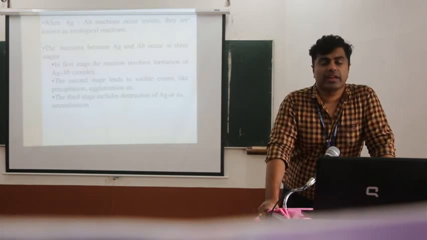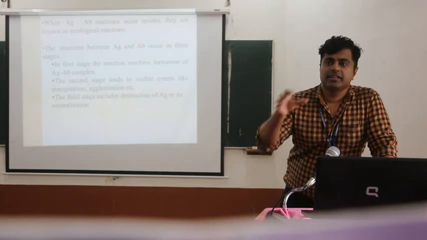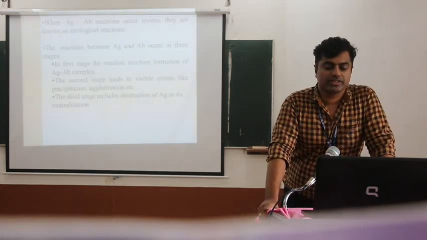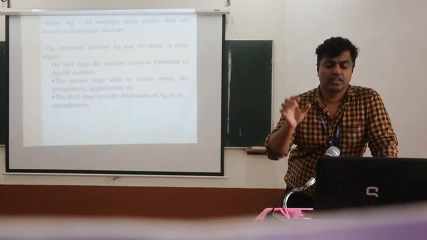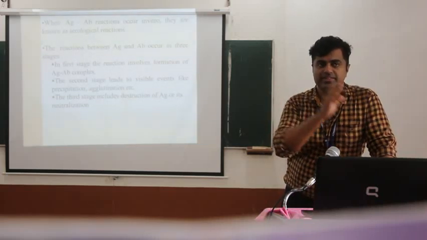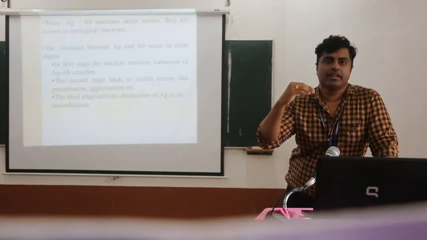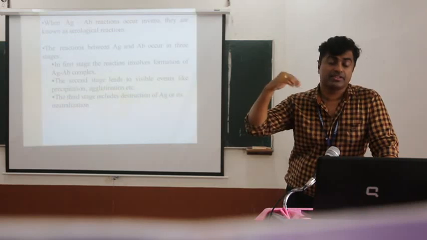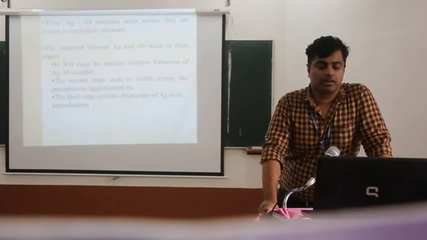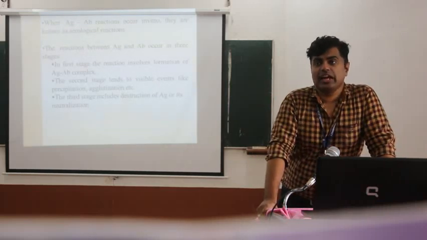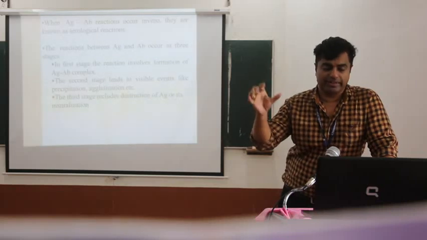In the case of in vitro reactions, this antigen-antibody reaction is known as serological reactions. And this reaction between an antigen and antibody occurs through three different stages. The first stage involves the complex formation. That is, a complex is formed when an antigen is introduced into the body and it stimulates the production of antibody. The second stage is visible events like precipitation, agglutination, etc. And the third stage involves the destruction of the foreign antigen.